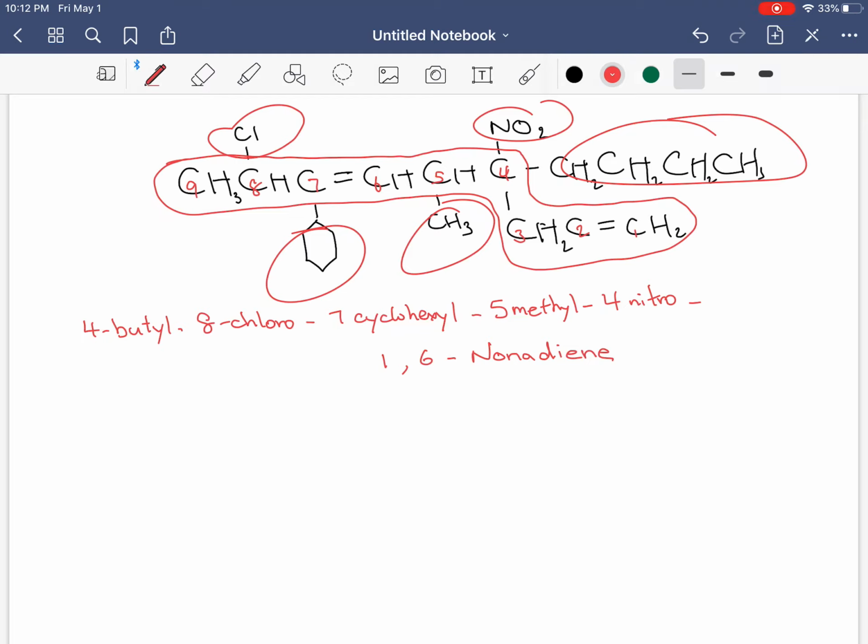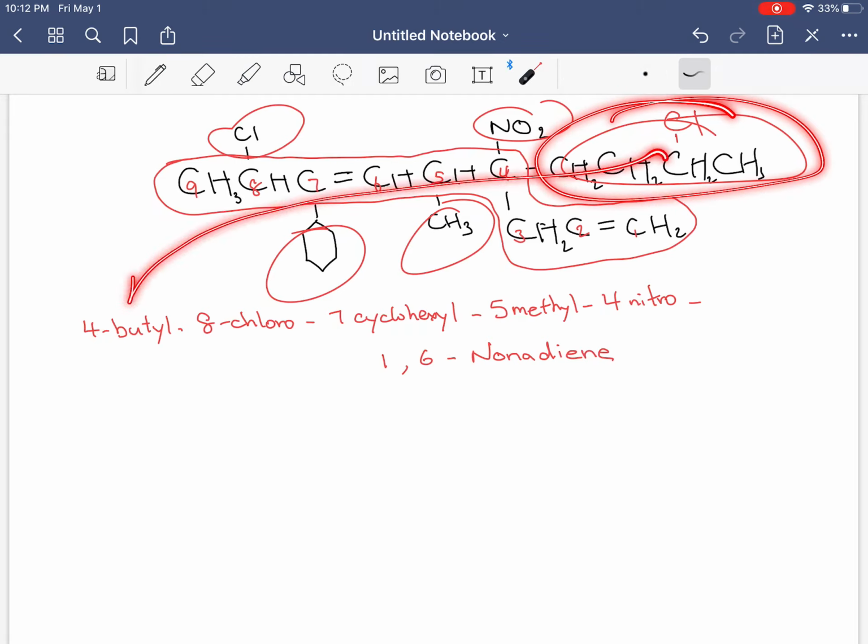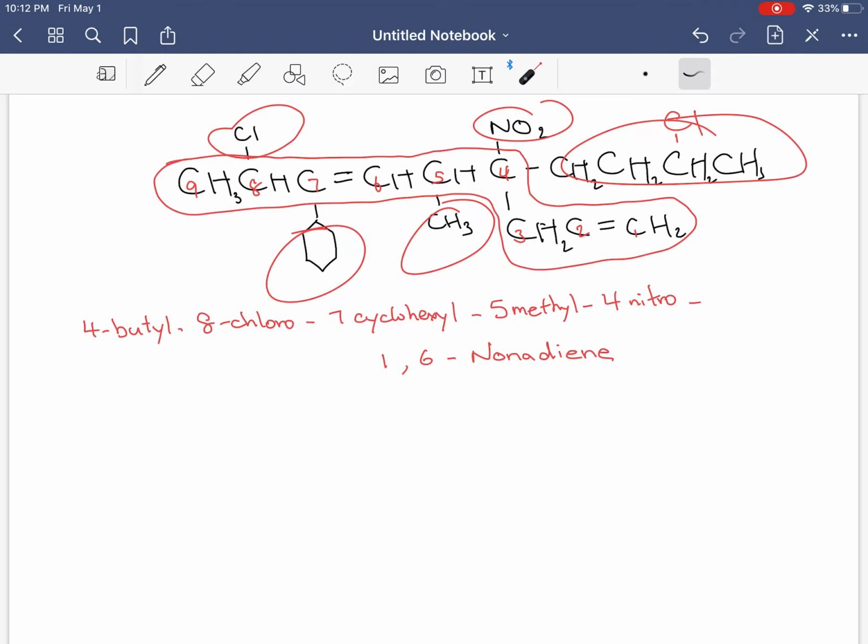Now, there's an interesting question that students always ask me. They ask me, okay, if this is the longest chain, what if something like this comes about? You know, there's a chlorine there. What would I do? Because obviously, this is not just a butyl, right? Well, you will learn this later on in university. It's called the bracket system. I'm just going to show you this one time, okay? How I would name this and how this would be quite complicated.